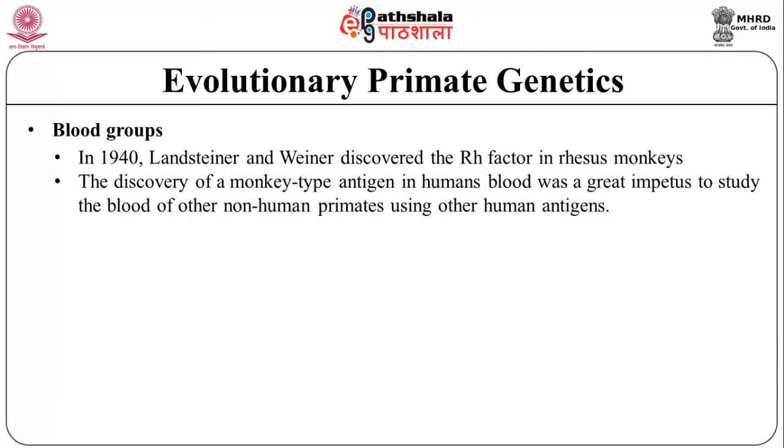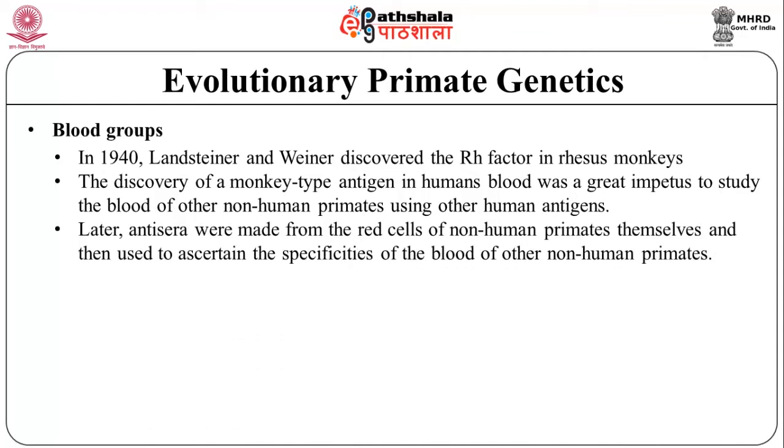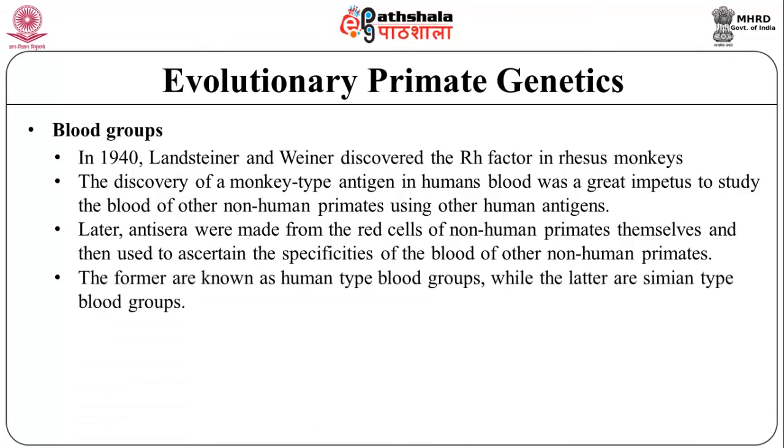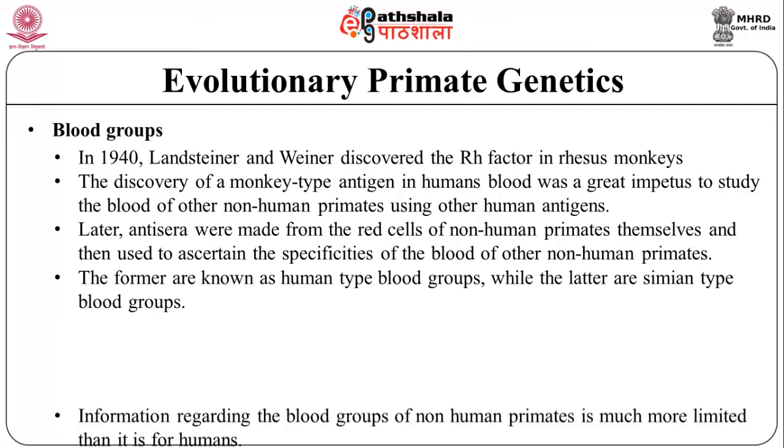This discovery of the monkey type antigen in humans' blood was a great impetus to study the blood of the other non-human primates using other human antigens. Later, antisera were made from the red blood cells of the non-human primates themselves and then used to ascertain the specificities of the blood of other non-human primates. The former are known as the human type blood group, while the latter are simian type blood groups.